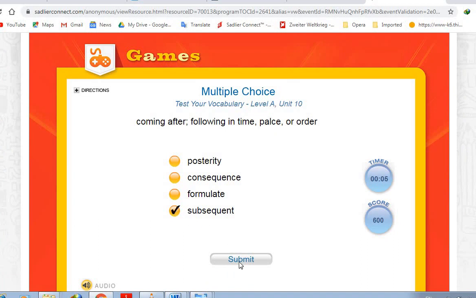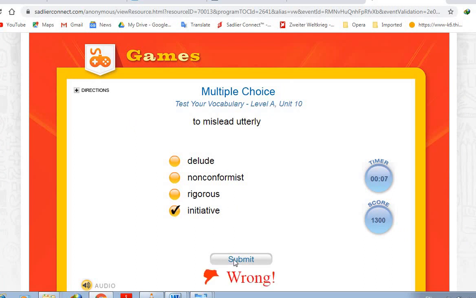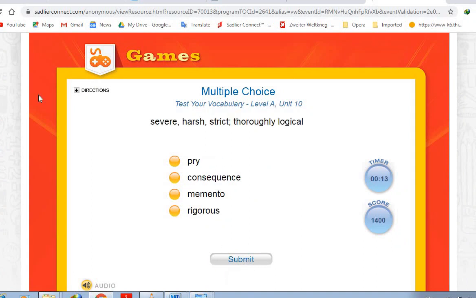Subsequent. Correct. Let's try to answer something wrong to see what will happen. To mislead utterly. Let's answer wrong. Say initiative. Wrong. The same word, the same exercise will come again in the end anyway to help you remember. It will ask you again, and so on. Clumsiness. Which one? Mumbling. Yes. And so on. You continue this way with the 20 words. This helps you a lot. Another exercise to show you the way.